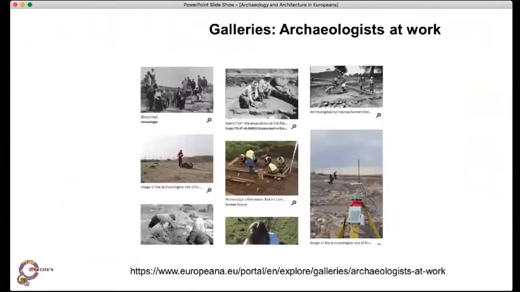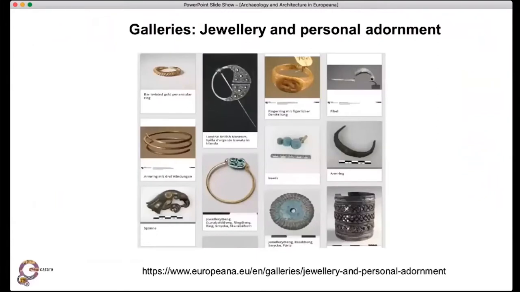This gallery depicts archaeologists during their daily work, digging, excavating, researching, observing, and also includes some interesting historic images as well as more recent activities. The creation and use of jewelry or types of personal adornment has been a part of human expression since prehistoric times. This gallery includes examples used to express wealth, status, amulets, and gifts to the afterlife.